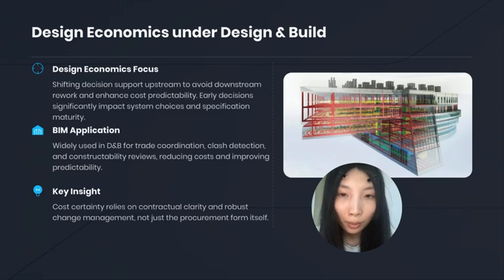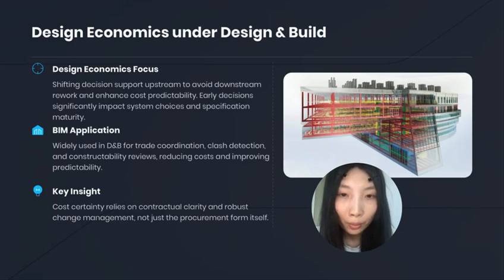Earlier design choices have a disproportionate impact because they determine system selections, specification maturity, and how much downstream rework will occur. Once a project enters construction, design changes become expensive, so improving early coordination is essential for cost predictability.